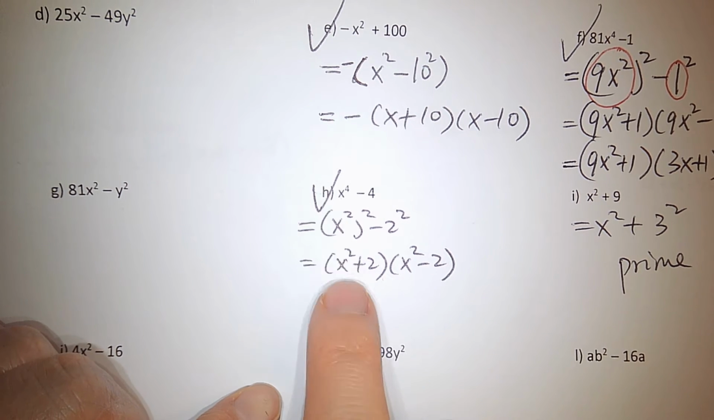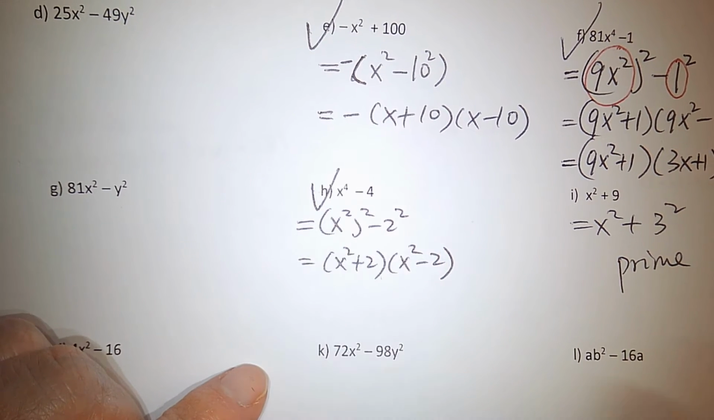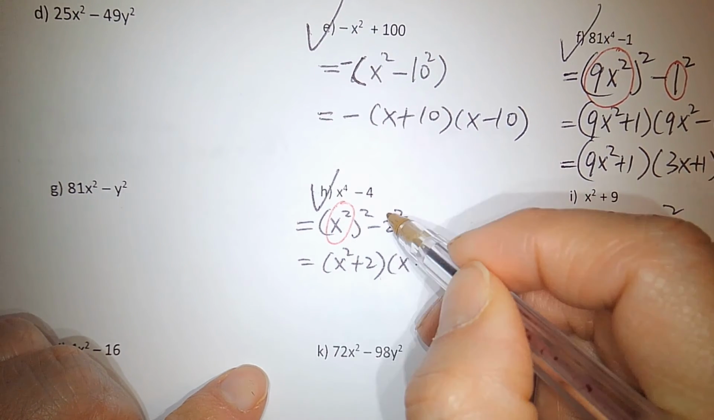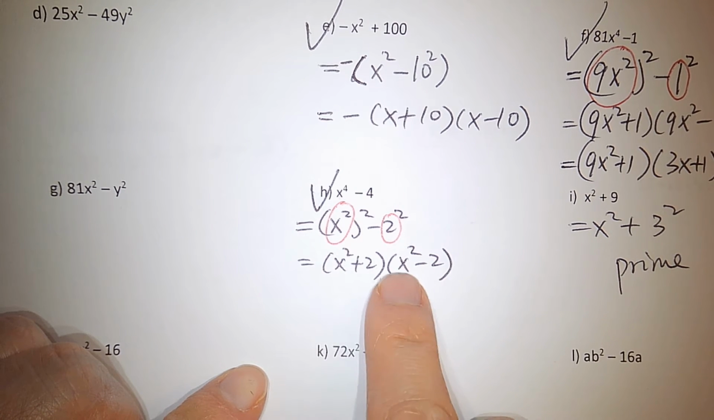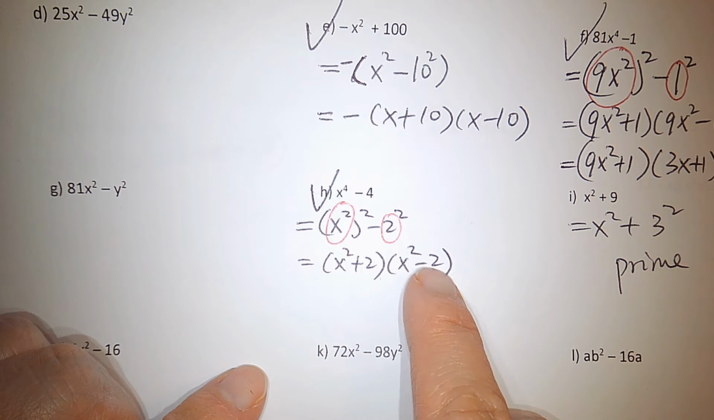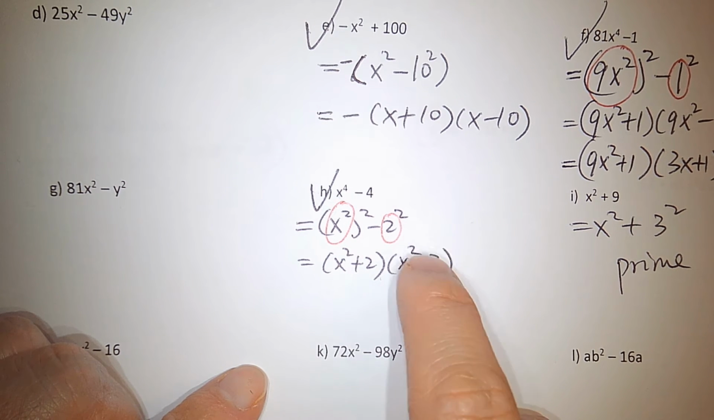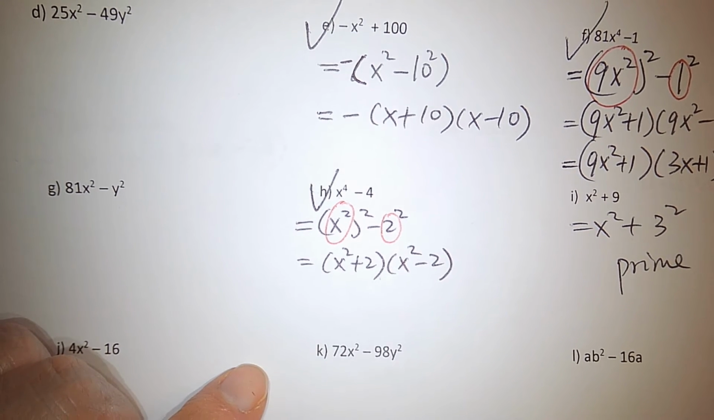Okay, so x squared minus 2 squared, right? So this is A, this is B, right? So A plus B times A minus B, right? Can we keep on factoring this? Is 2 any real number square? No, so we can stop it here, okay? Yeah, we can stop it here.